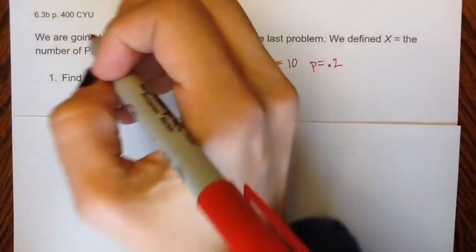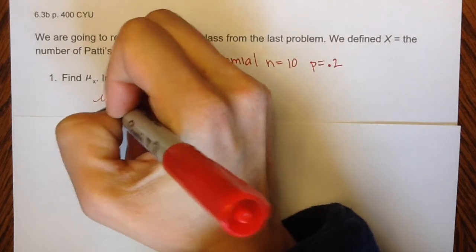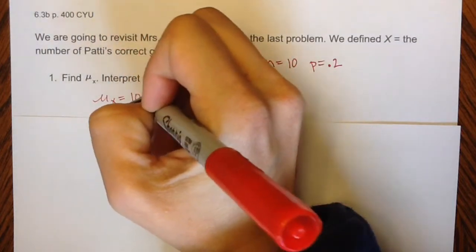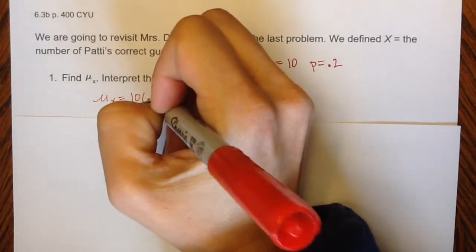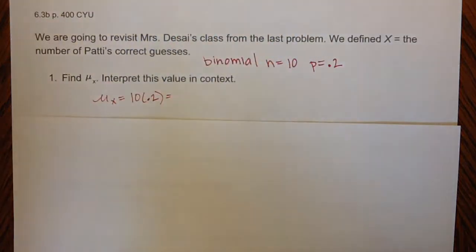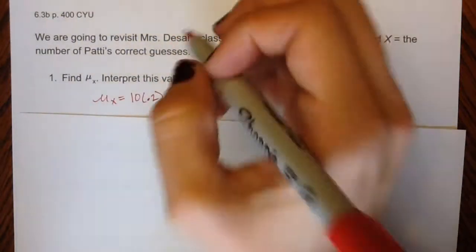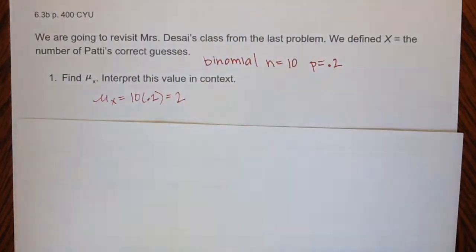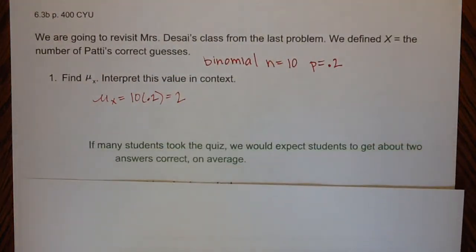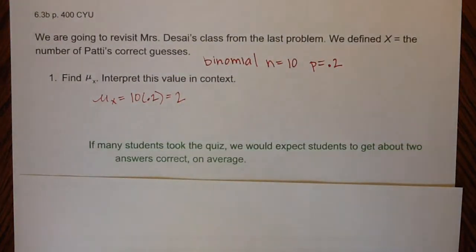So here we would have mu of x is equal to n of 10 times p of 0.2, and we know that that is going to equal 2. So to interpret that, if many students took the quiz, we would expect students to get about 2 answers correct on average.